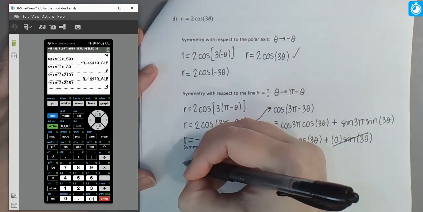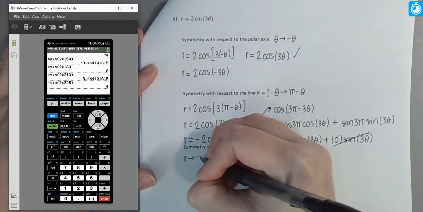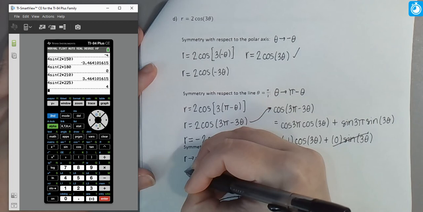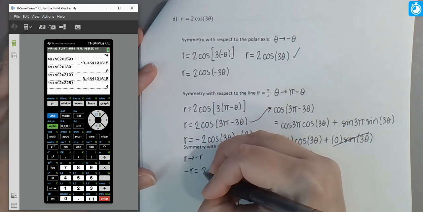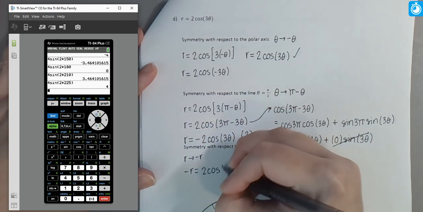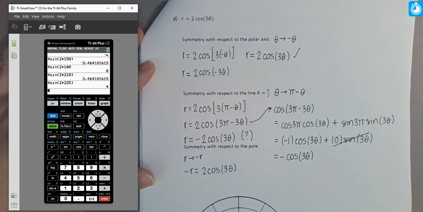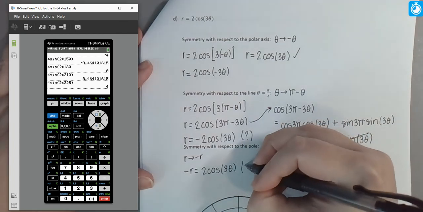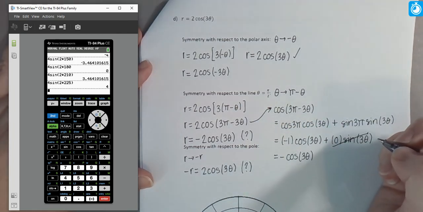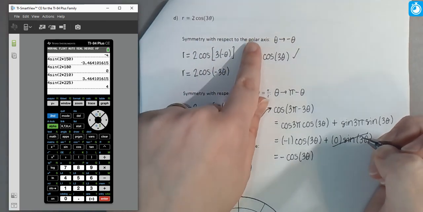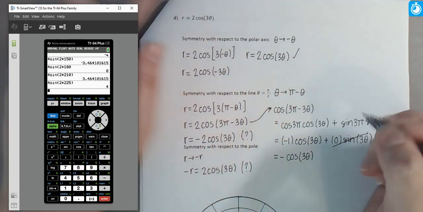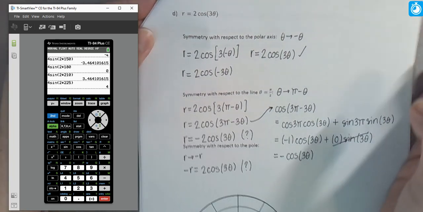So we would say that this test is inconclusive. And then symmetry with respect to the pole, we're taking r and replacing it with -r. So -r is equal to 2 times the cosine of 3 theta. As we've seen before, we divide out that -1, it changes the sign on the other side. There's no way to get rid of it and result in an equivalent equation to what we started with. So this test is also inconclusive. But we can use that polar axis symmetry to save us a little bit of time. We'll see how that helps.